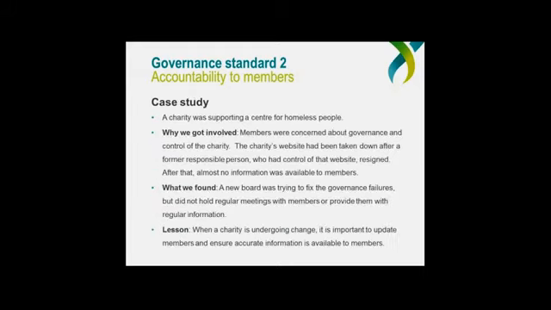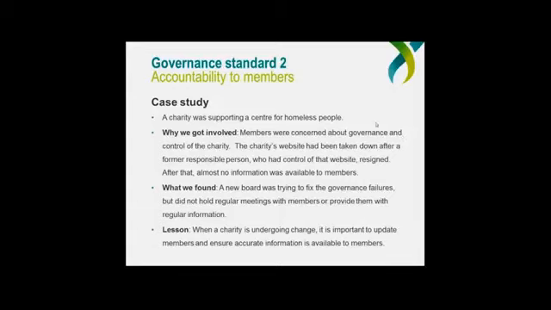Let's follow that up with a case study. The case study is where a charity was supporting a centre for homeless people. Members were concerned about governance and control of the charity. The charity's website had been taken down by a former responsible person who had control of that website and resigned. After that, almost no information was made available to members. What actually was happening was the board was trying to fix the governance failures for that charity. But while they were trying to do that, they weren't holding regular meetings and they weren't providing members with regular information. And obviously the members were so frustrated they thought it was important to contact us in that situation.